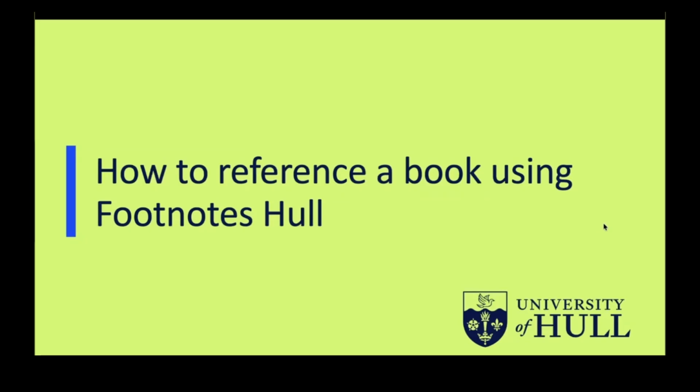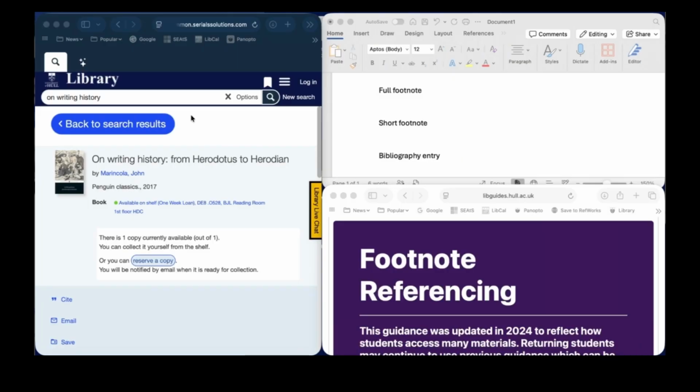In this short video today, we're just going to look at referencing a book using Footnotes Hull. On my screen, on the left-hand side, I have a library search result for a book on writing history. I've got a Word document open with some space to write my full footnote, my short footnote, and a bibliography entry. And I've also got the footnote referencing guides from the University of Hull.